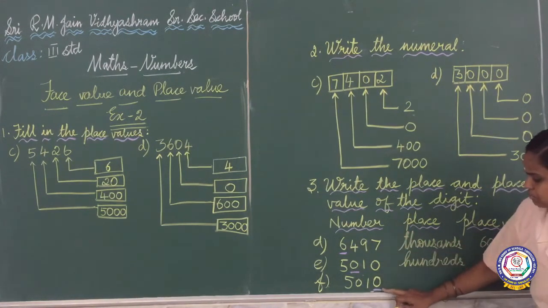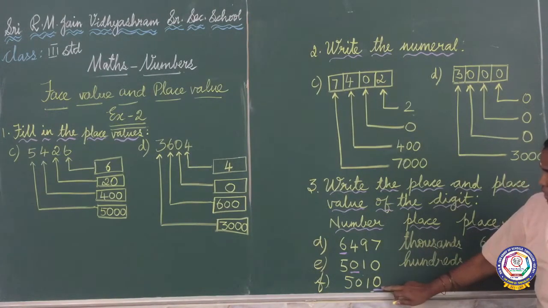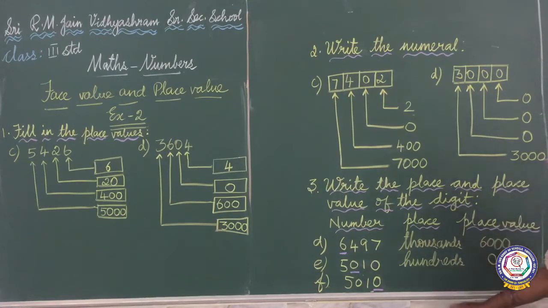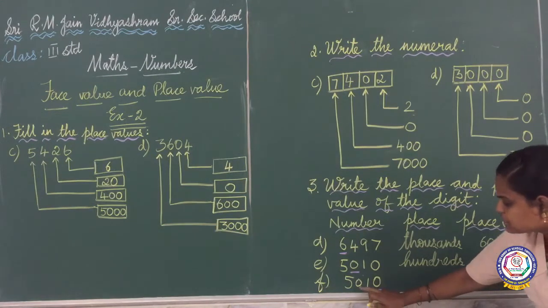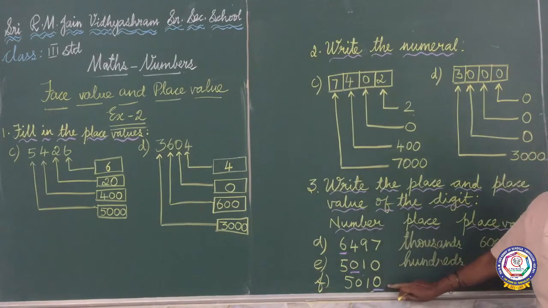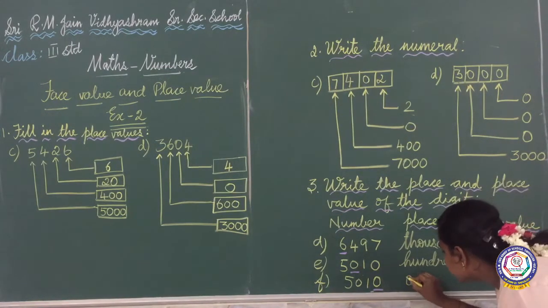Next, the number they have given is 5010, and they are asking for the place of 0. In which place is it? Ones, tens, hundreds, thousands. They are asking for this 0. At which place is it placed? Ones place. So you write ones.